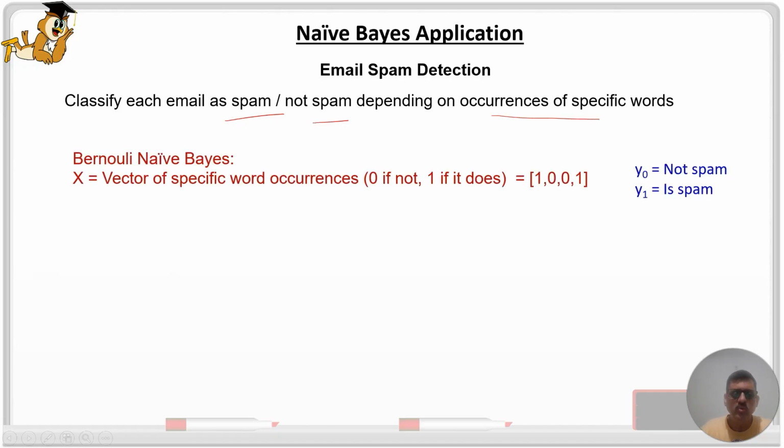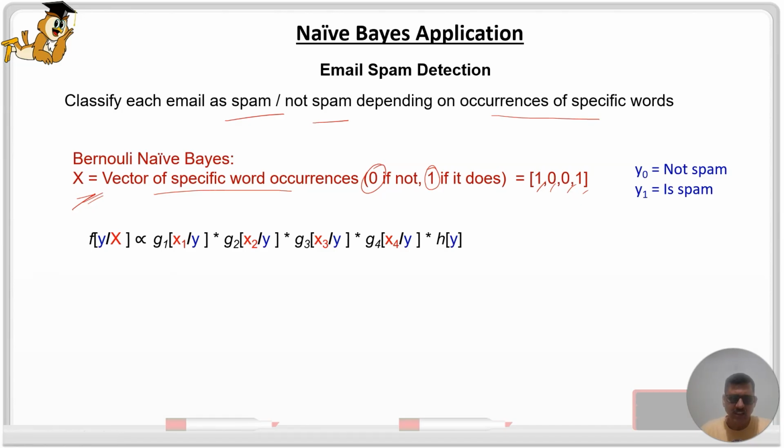What we are going to do is use what is known as a Bernoulli naive Bayes. That means you're going to create an input vector x, and the individual components of that vector x are going to take values 1 or 0 only, depending upon whether the specific word occurs or not. So if it does not occur, you assign a value 0. If it occurs, you put a value 1. Okay, so this is the vector x. The vector x is the vector of specific word occurrences.